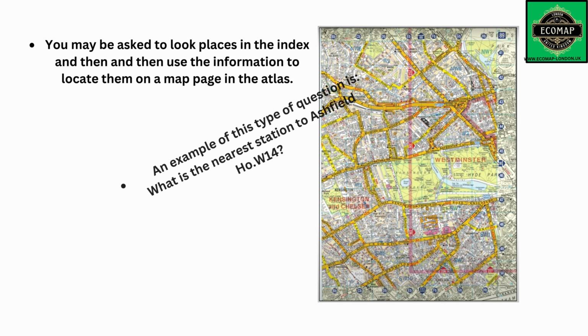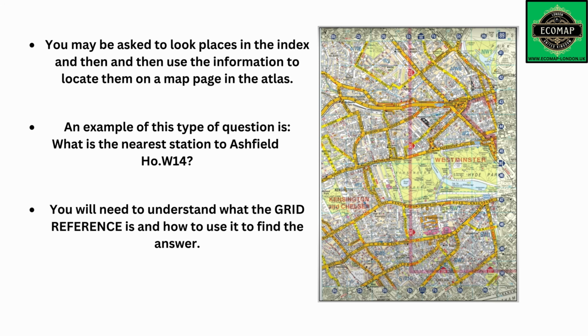You may be asked to look up places in the index and then use the information to locate them. An example of this type of question is: what is the nearest station to Ashfield House, W14? To answer these types of questions using the A to Z Atlas, you will need to learn what a grid reference is and how to use it to find the answer.